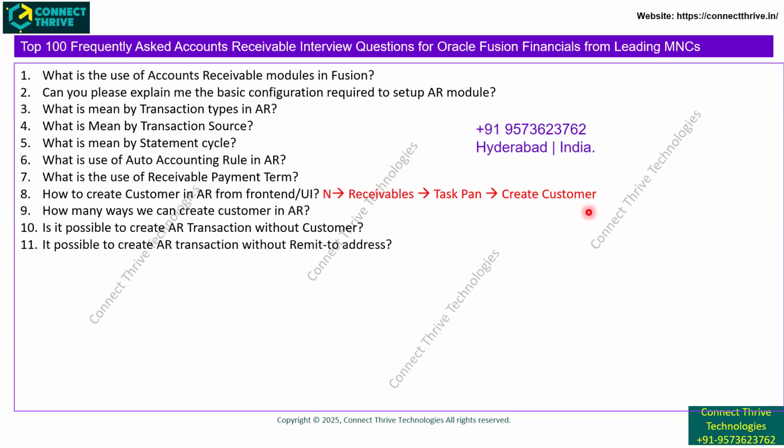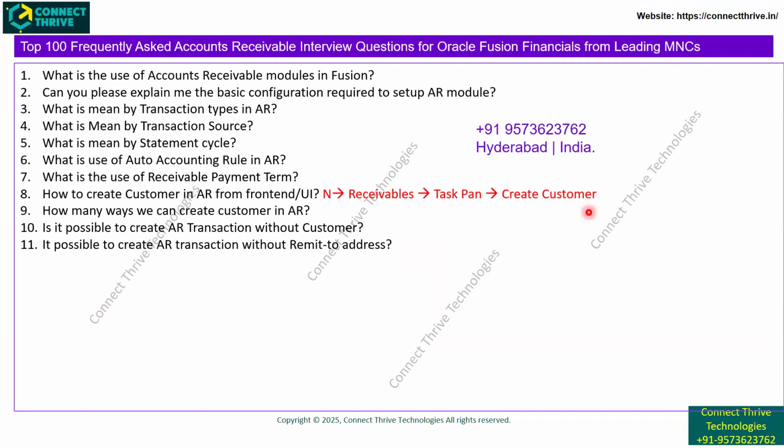Is it possible to create an AR transaction without a remit-to address? Without a remit-to address, we cannot do any sales invoice. Whether you are importing the invoice from third-party applications to AR, from order management to AR, or from revenue leases, or even creating it manually, it is not possible, because the remit-to address means where the customer should send their payments to our organization. It specifies our corporate office address.